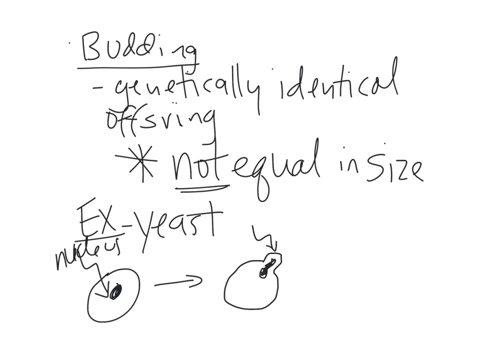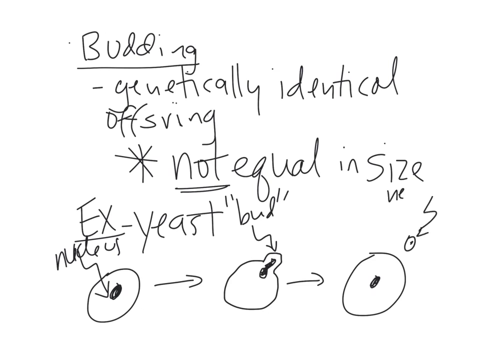So this is what we would call the bud. It just kind of starts to form off of the exterior part of the yeast cell. And then, of course, eventually you get two separate cells. So this is the new organism, and I'm going to abbreviate it ORG. And it is genetically identical to the original. And that's what you would see with something like yeast.